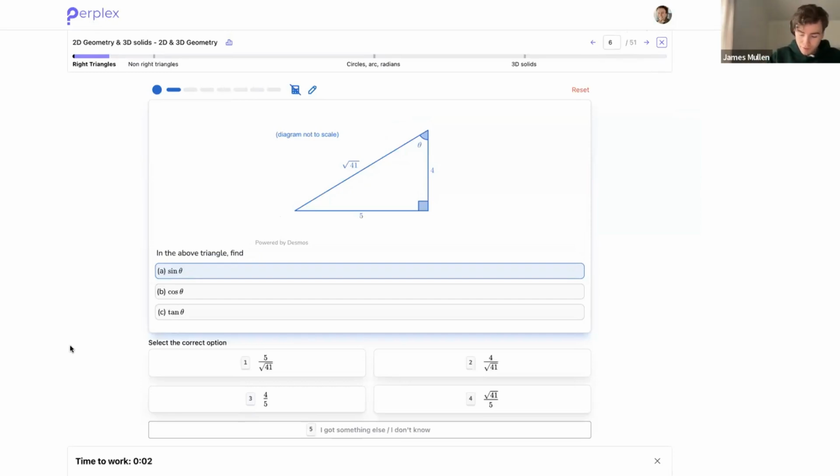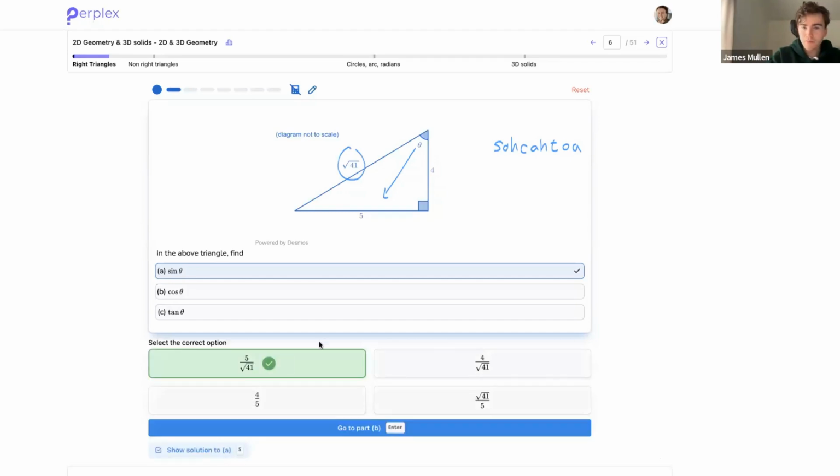So let's think about sine of theta. Remember, I'm going to write SOHCAHTOA over here just for people to remember. Sine is the opposite over the adjacent. So the opposite side is 5, and the adjacent side is 4. Remember, the adjacent side is never the longest side. Sorry, it's opposite over hypotenuse. So over root 41. So sine is going to be 5 over root 41. That's this option here. Okay?